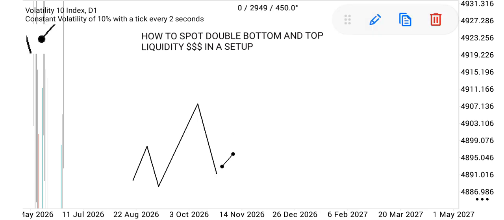Just pay close attention to how we are working on each of these. I want to explain in this video how to use a double bottom liquidity to be confident in taking a trade.